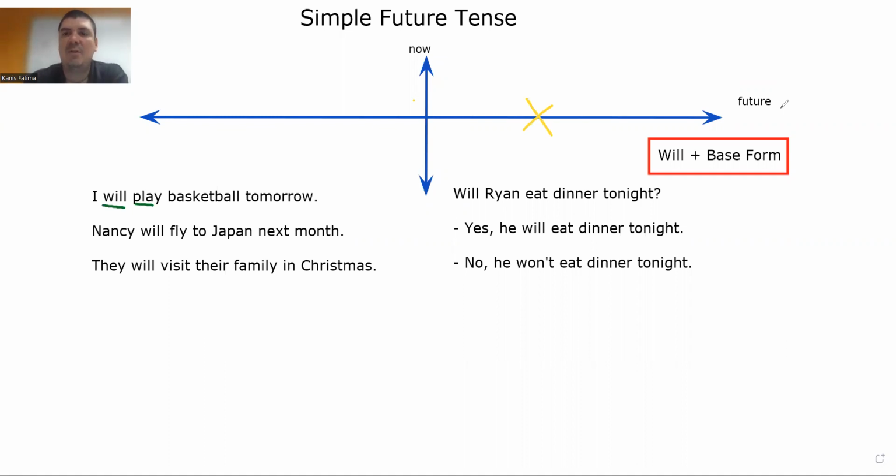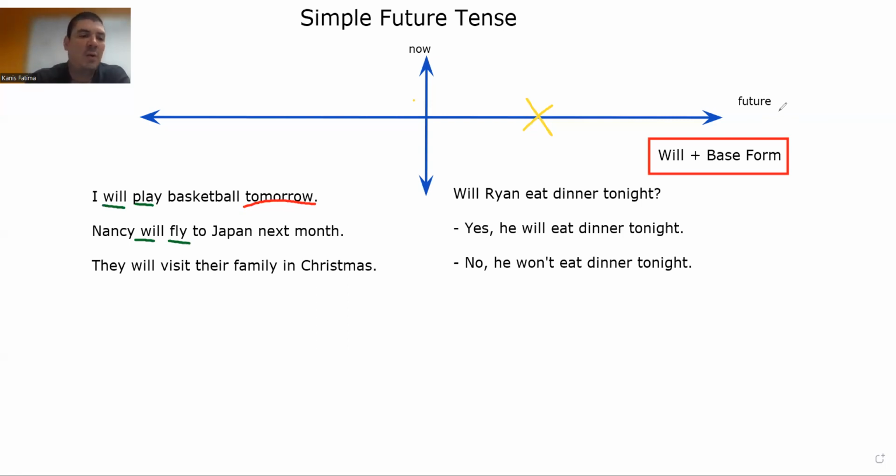Again, look at your time words to tell you when the event is going to take place. Here I see tomorrow, I will play basketball tomorrow. Or Nancy will fly to Japan next month. Even though Nancy is she, we do not add the s, because when we use the helping verb will, we just use the base form of the verb. Nancy will fly to Japan next month.